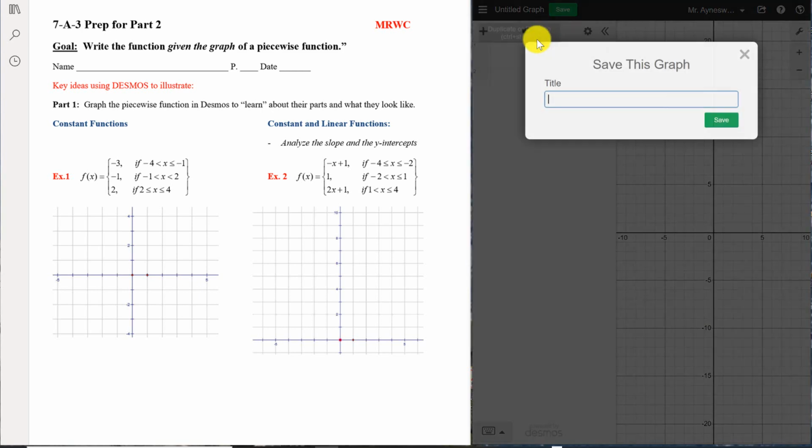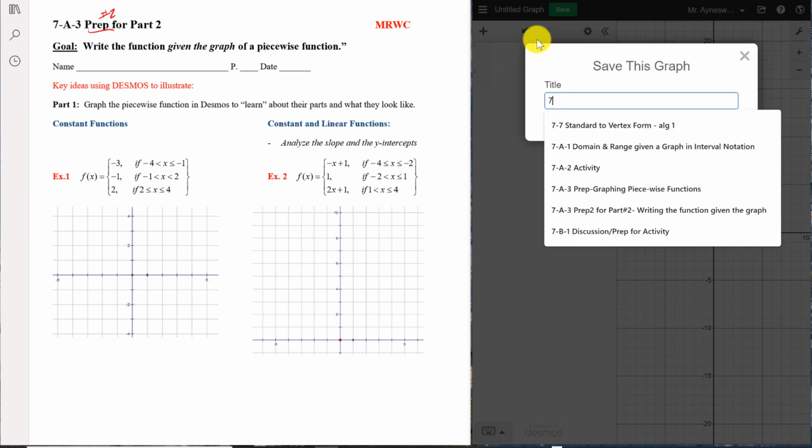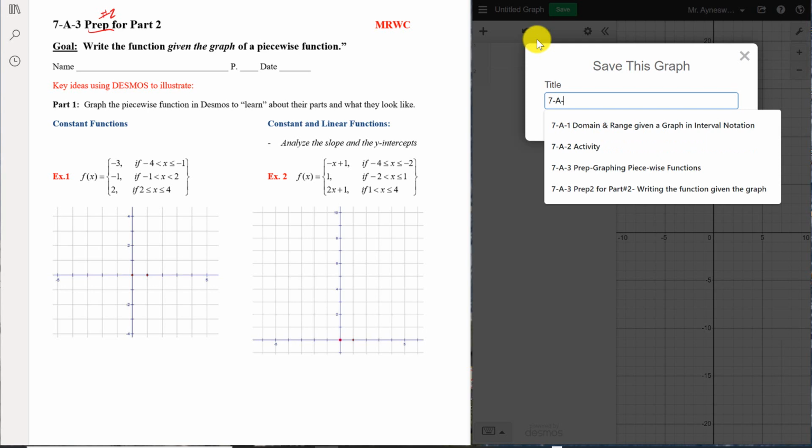You come up here to the untitled graph and give it a name, like 7A3 Prep 2. All right, this is Prep number 2. So let me title that. So this is Prep number 2, the second one, for part 2. So we're going to go over here and type that in. Always give it an appropriate title. So 7A3.